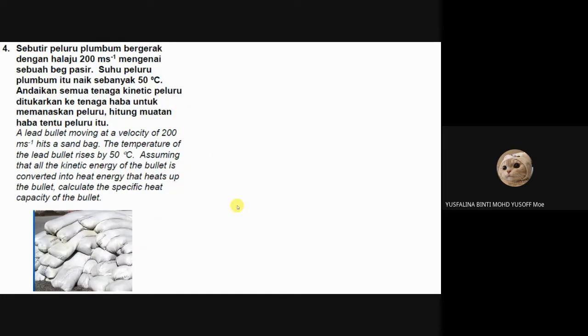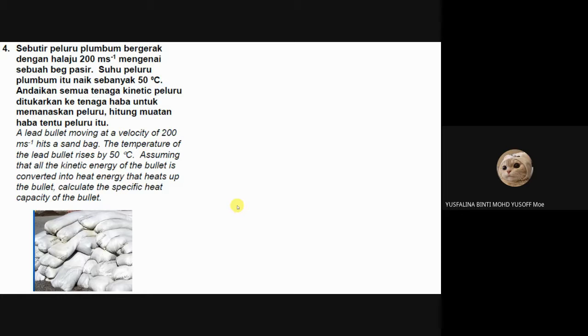Okay, for number 4. It says a lead bullet moving at a velocity of 200 meter per second hits a sandbag. The temperature of the lead bullet rises by 50 degrees Celsius. Assuming that all the kinetic energy of the bullet is converted into heat energy that heats up the bullet, calculate the specific heat capacity of the bullet. So it means you need to find c here.